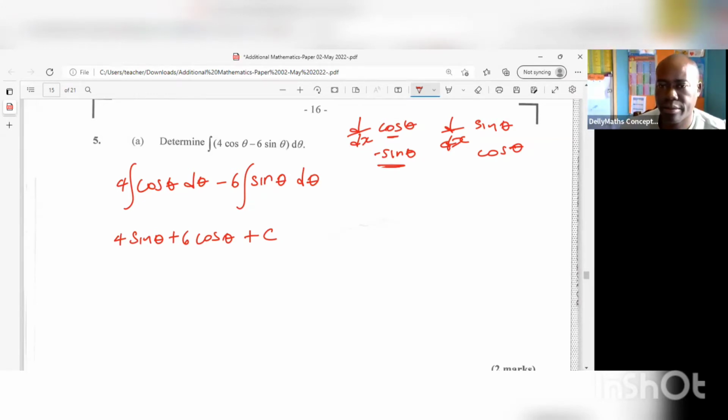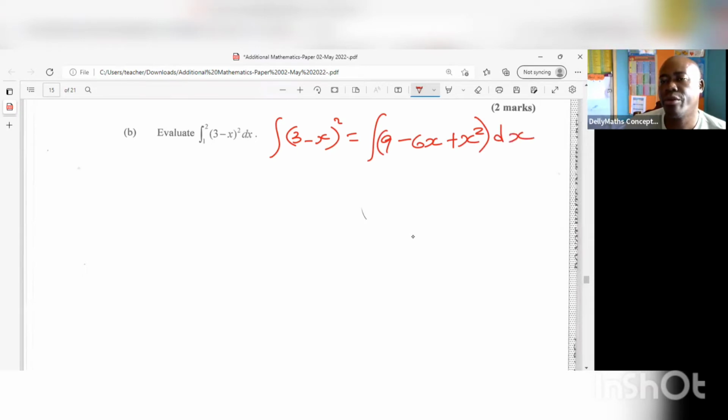All right, let's go to the next question. With this other question, we're dealing with the definite integral of (3 minus x) all squared dx, moving from 1 to 2. What I want to do is to rewrite this. So before I do this, I want to clear this up. This is really equal to, let's square this, I'll get 9 minus 6x plus x squared. So this is what I'm actually dealing with right about now.